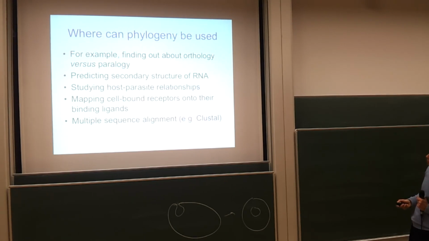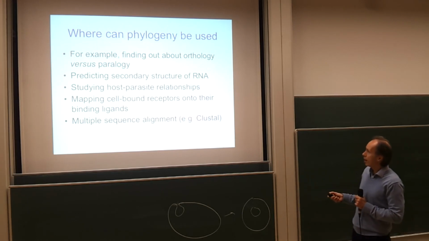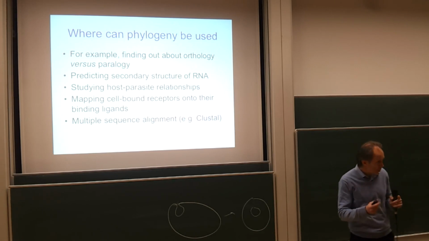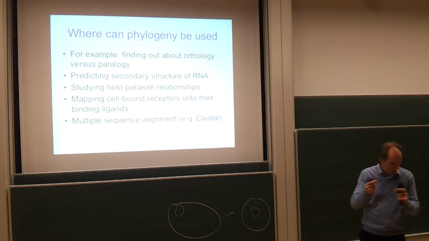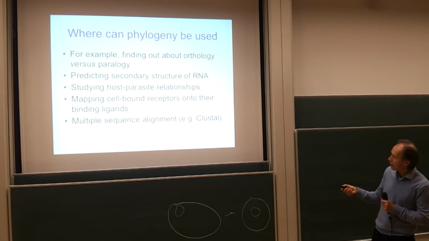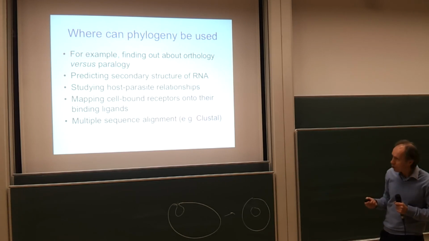Well, here you have a few things where phylogeny can be used. Knowing about the tree, you can use trees. We've discussed that, by the way. You can discern between orthology and paralogy, predict secondary structure. You can use phylogeny a lot. Host-parasite relationships, you have receptor molecules and binding molecules. So in a lot of fields you can use phylogeny to learn.